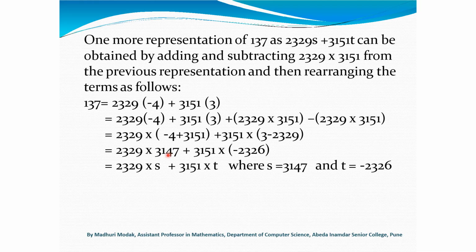minus 2326. So if you observe the previous values of s and t, they were minus 4 and 3, which were different. So this is another linear combination that we are getting. So in this way you can find many representations.